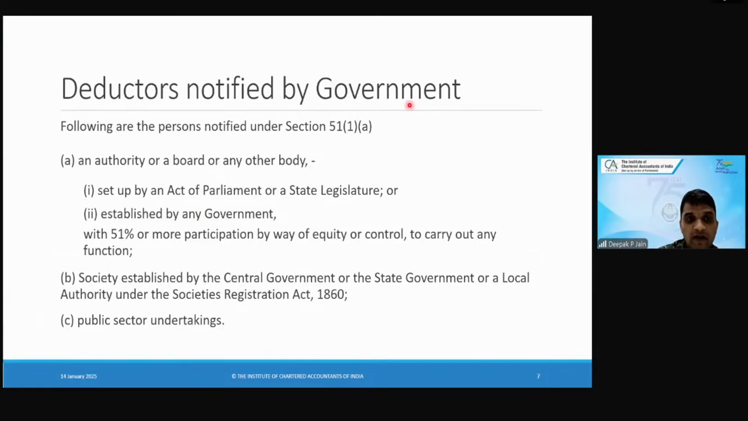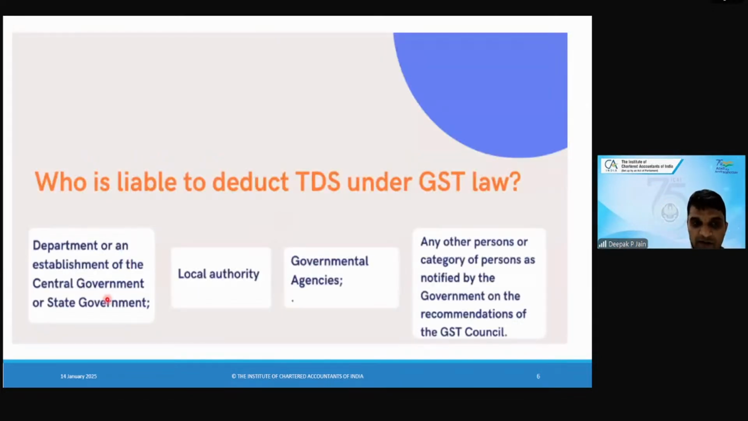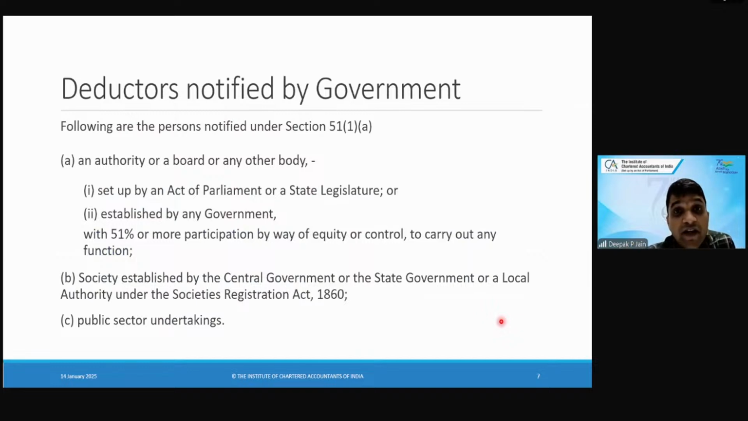Deductors notified by the government, following are the persons notified: an authority or a board or any other body set up by an act of parliament or state legislature or established by any government. So apart from the three we have discussed here, department or establishment of the central government, local authority, government agencies, this has also been notified. Who is that person who is notified? An authority or a board set up by an act of the parliament, or established by any government, in which 51% or more either equity or control is held, because some government societies are being formed which is not issuing equity.